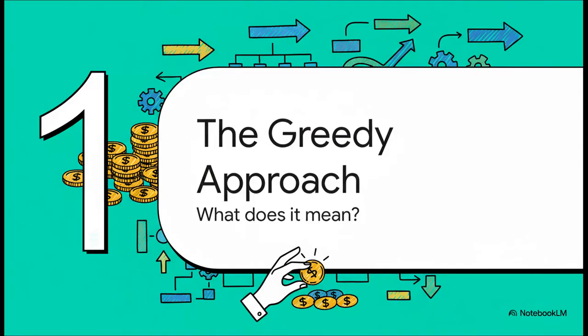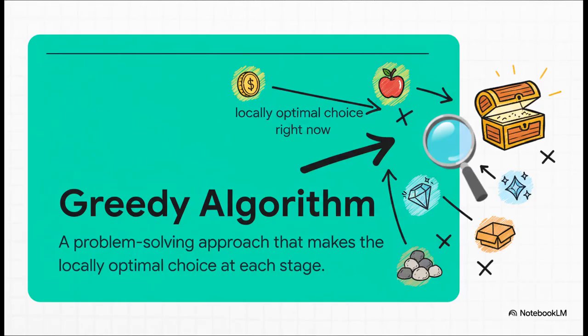Okay, so what does it actually mean to be greedy when we're talking about algorithms? Let's define it. Now, I know that sounds super technical, but the idea is actually pretty simple. Locally optimal just means the best choice available to you right now, without getting bogged down thinking about the future. The algorithm just greedily snatches up whatever looks best in the moment, hoping that a whole series of these best right now choices will eventually lead to the best overall solution.